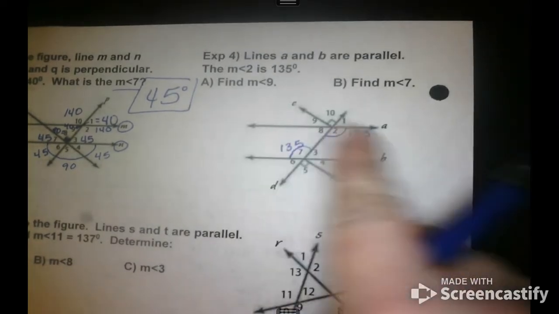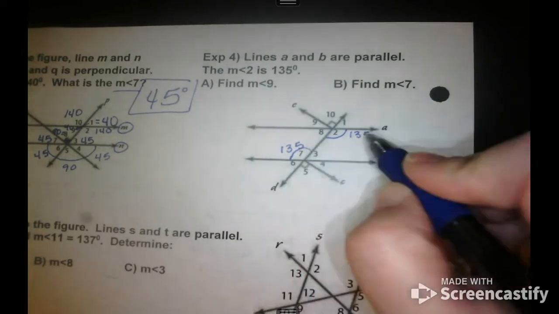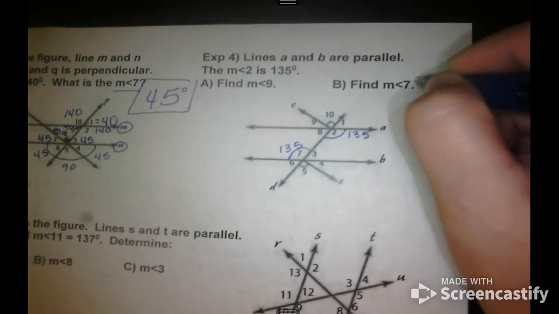Because they're congruent. Alternate exterior, alternate interior, it's on the inside. Alternate interior angles are going to be equal. So that is equal to 135. Just knowing that definition, did I answer one of my questions? Yep.